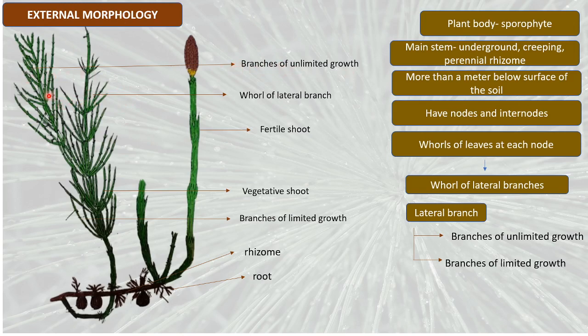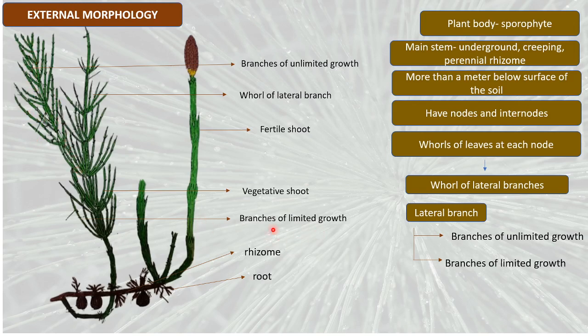As the name suggests, this is a branch of unlimited growth because this lateral branch will further grow and lead to more branching, like the vegetative shoot. Similarly, like the vegetative shoot, a lateral branch from here will rise and this will further lead to more branching, which is unlimited. One lateral branch gives rise to further branches to give the appearance of a vegetative shoot. So it grows like a vegetative shoot.